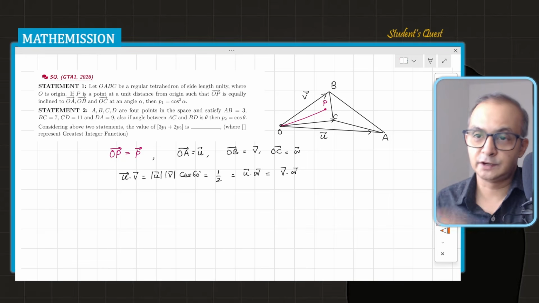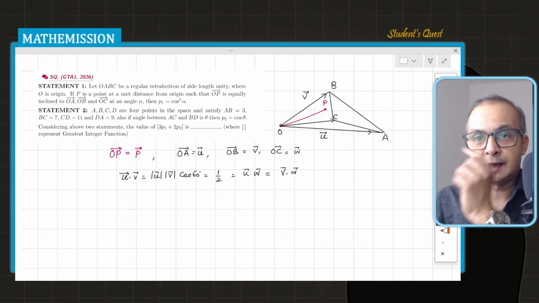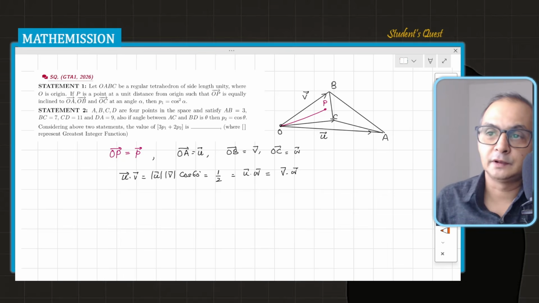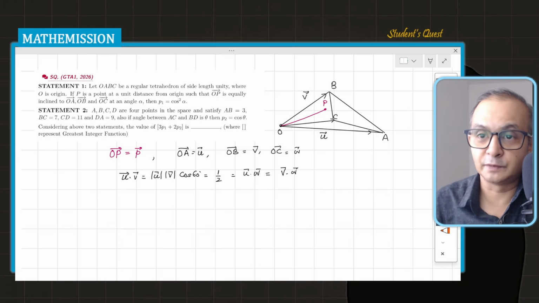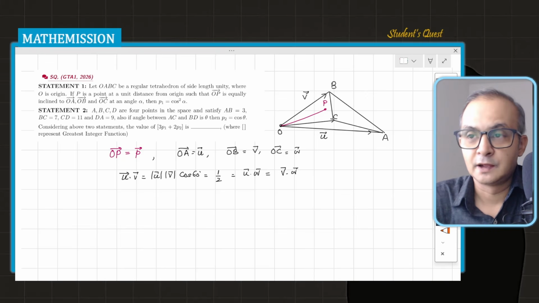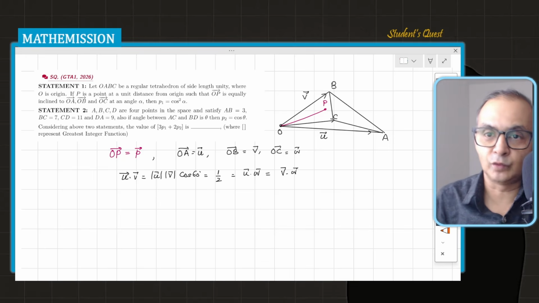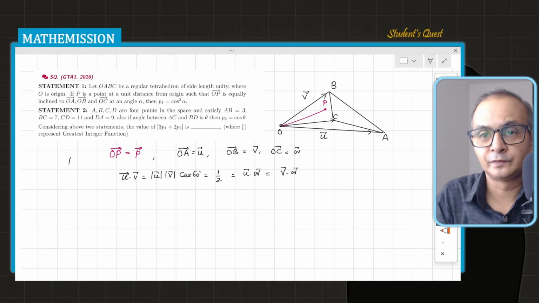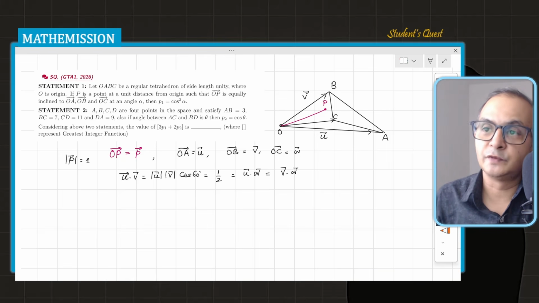I hope up to here it is clear. Now I have to introduce this OP vector or the P vector with U, V, W so that we can find out the angle alpha. So what we can think, the OP vector has the length again 1 unit. It's already given that the magnitude of this P vector is 1. It's also a unit vector, and all these U, V, W are also unit vectors.